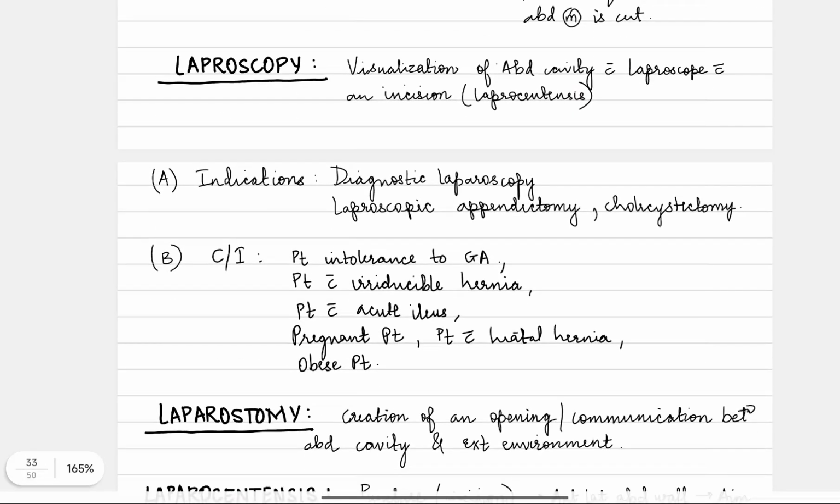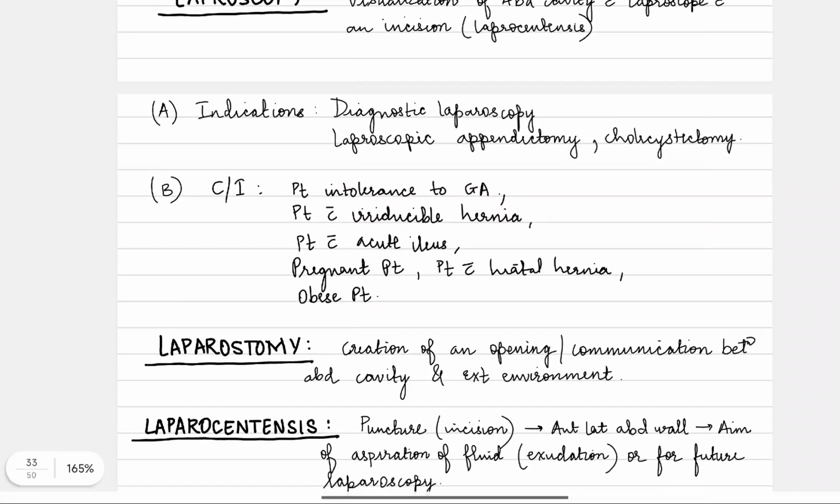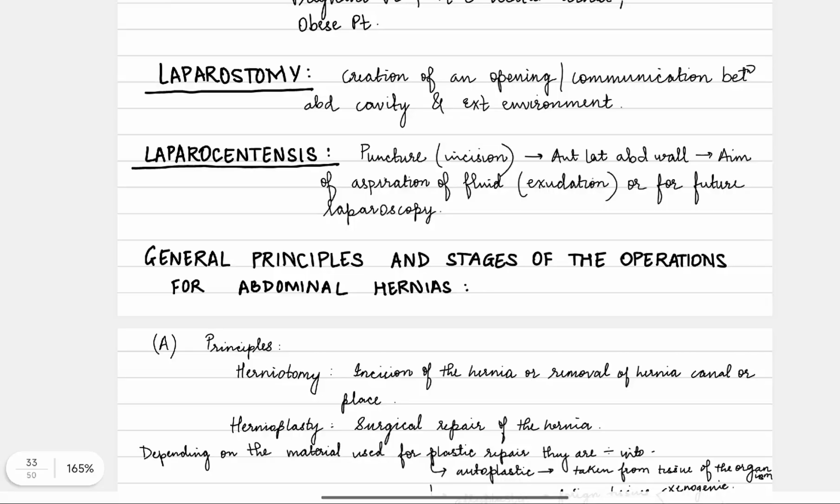Next is laparoscopy. Visualization of abdominal cavity with a laparoscope through an incision, which is called laparocentesis. What is the indication? It is done for diagnostic laparoscopy, laparoscopic appendectomy, cholecystectomy. What are the contraindications of this method? Patient intolerant to general anesthesia, patient with irreducible hernia, patient with acute ileus, pregnant patient, patient with hiatal hernia or obese patient. So next would be laparostomy.